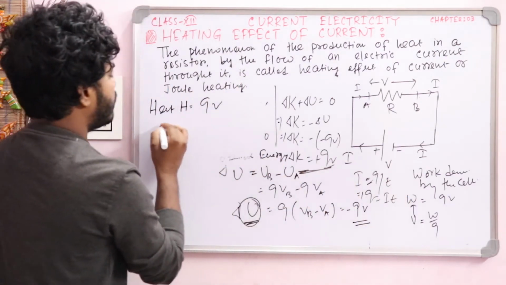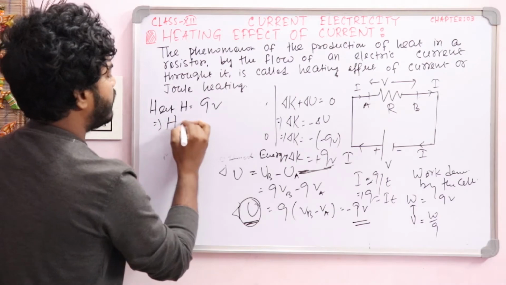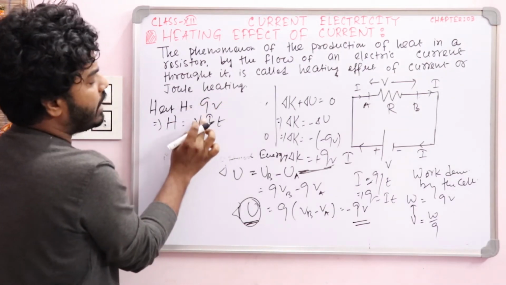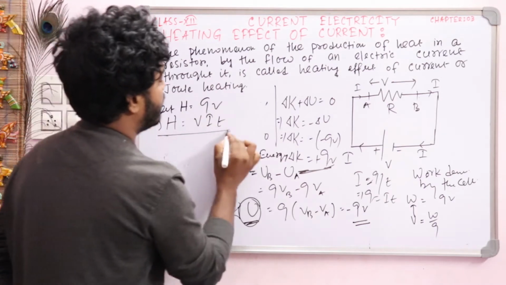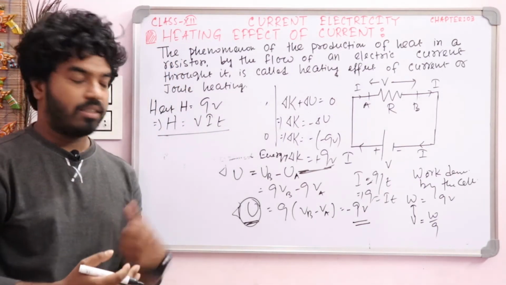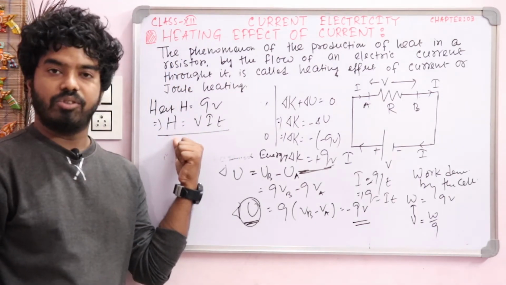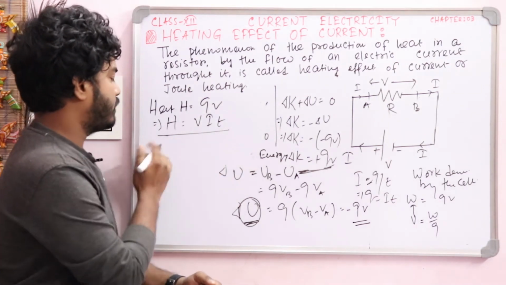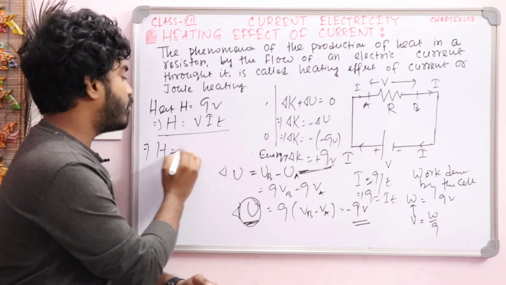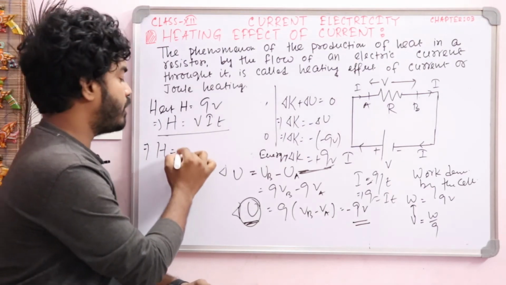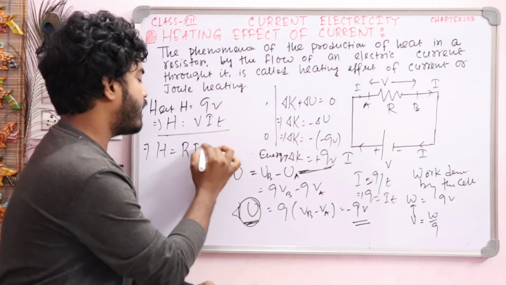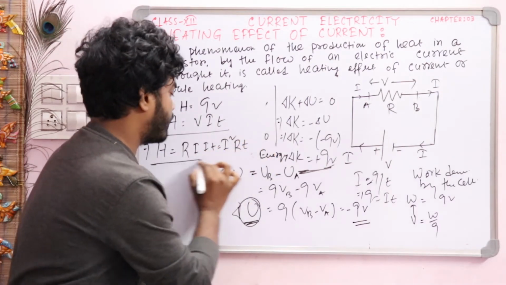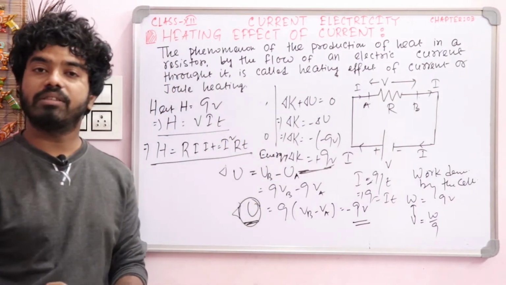So therefore you can say H is equal to VIT. In the place of Q you write IT. So this is our one expression, VIT. This is the expression of heat, Joule's law of heating. You just use Ohm's law here. You know Ohm's law, V equal to RI. So when we use RIT, this one becomes I square RT. Another expression of Joule's law of heating.